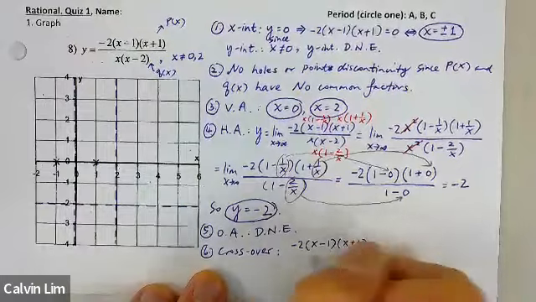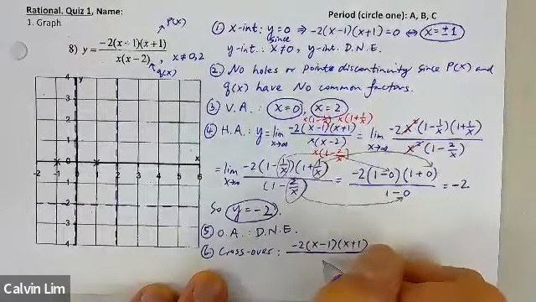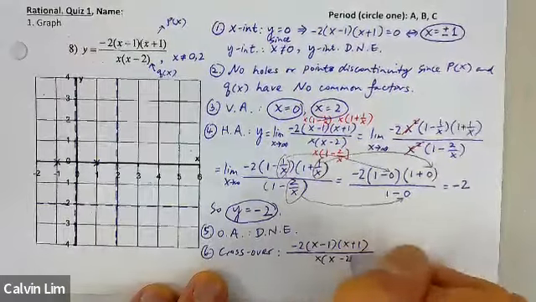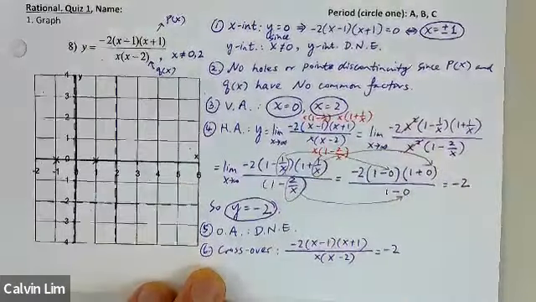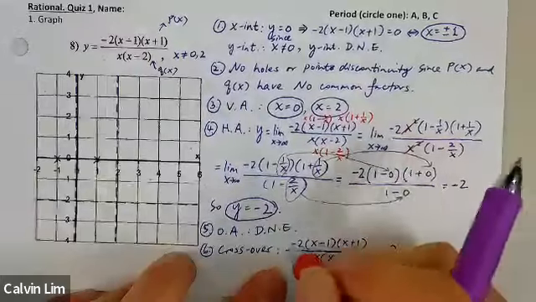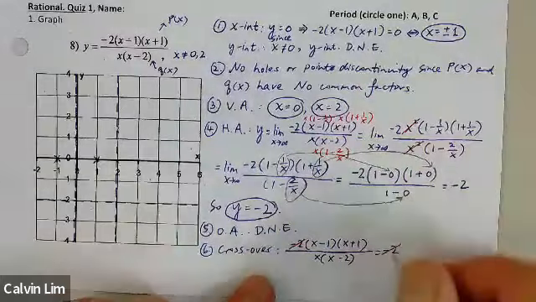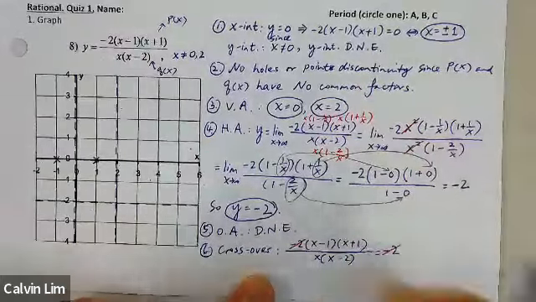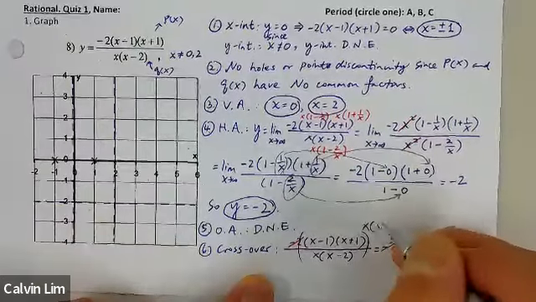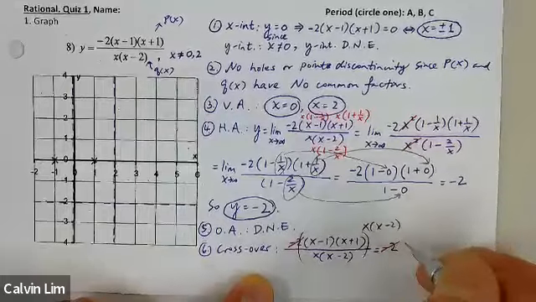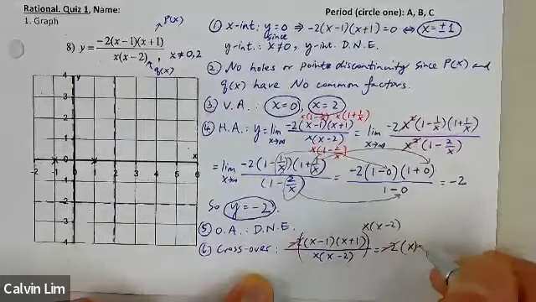Set the equation of the original function equal to the equation of the oblique asymptote. Dividing by -2 on both sides gives me that, and multiplying both sides by x times x minus 2.